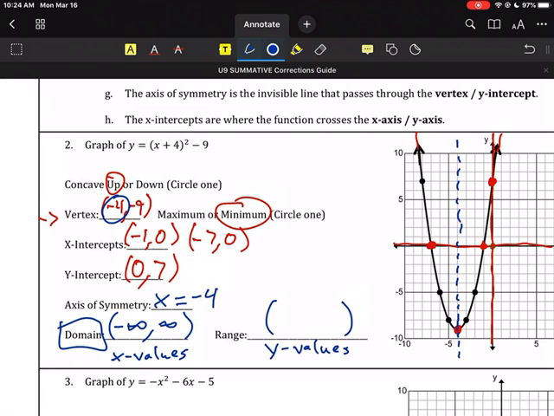So we have to go from bottom to top. Starting from the bottom, looking at the y line, where does the graph start? It starts way down here at -9, and as you go up, the arrows point up, so it goes on forever, so it is positive infinity.